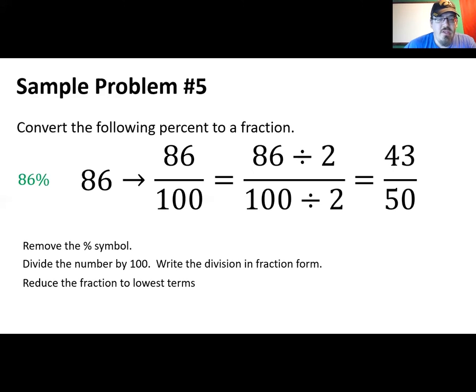So in this situation, 86 and 100 can both be divided by 2. So that gets us 43/50. Not much can go into 43 and into 50 at the same time. So that's our final answer. 86% is the same as 43/50.